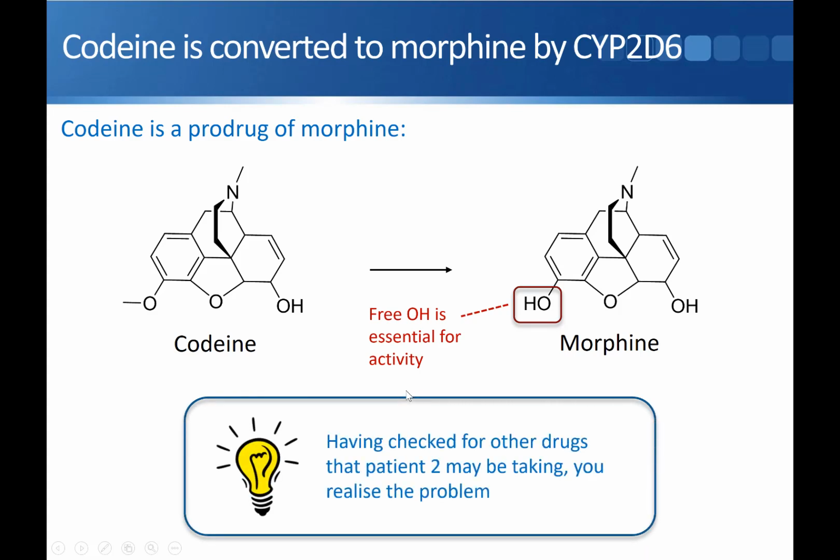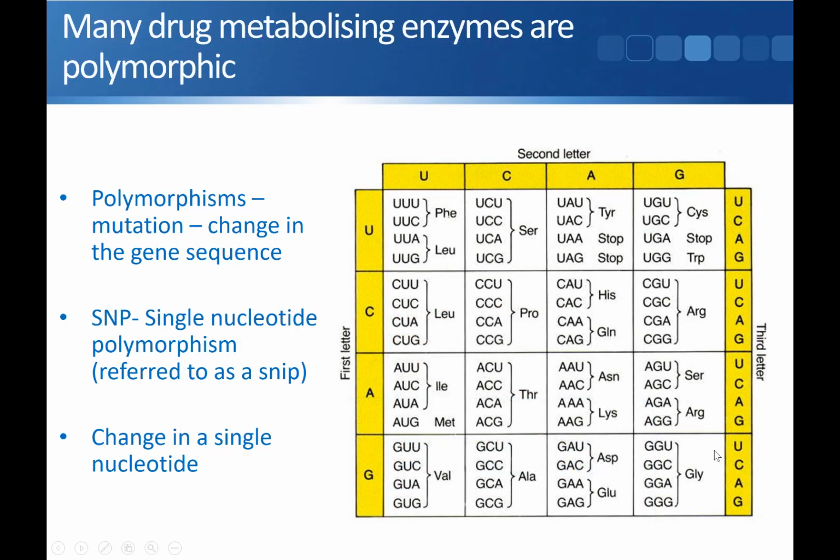So if you understand this, then you can start to investigate and solve the problem, because it may well be that patient number 2 is incapable of activating the prodrug in their body. There are a number of reasons why, but probably the most likely cause of this would be a single nucleotide polymorphism, which is affecting the cytochrome P450 enzyme that's activating codeine in the body. So first of all, what is a single nucleotide polymorphism?